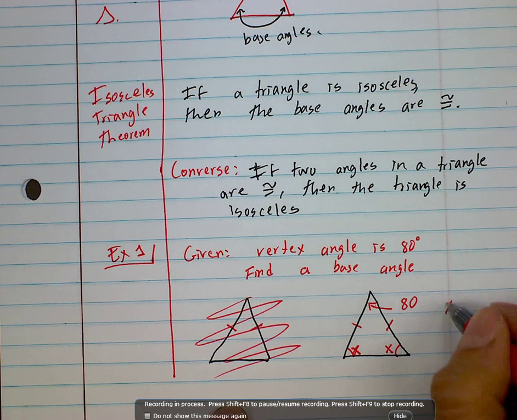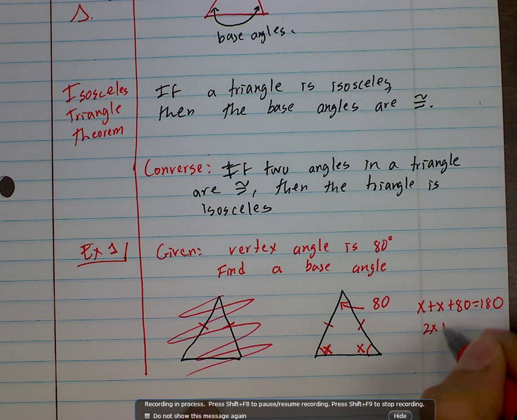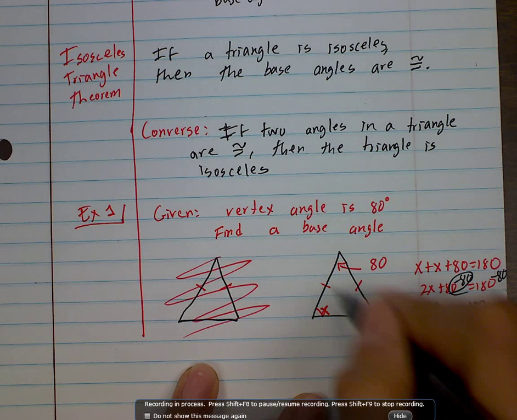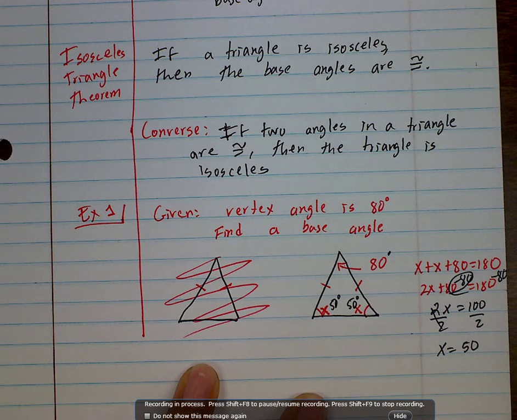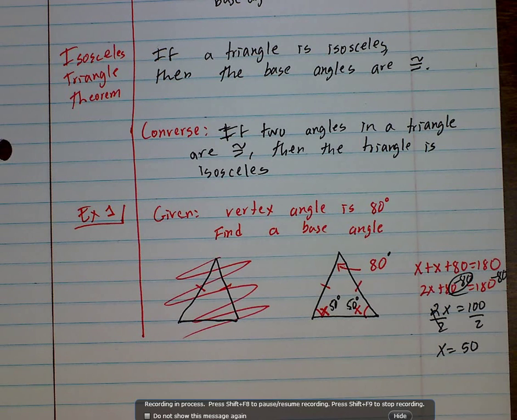So we do x plus x plus 80 is equal to 180. So 2x plus 80 equals 180. We subtract 80 on each side, and now we have 2x is equal to 100. We divide by 2, and I know x is equal to 50. So that means this base angle is 50 degrees, and that angle is 50 degrees. If you do the math, 50 plus 50 is 100, plus 80 is 180, and it's still an isosceles. So that's all there is.